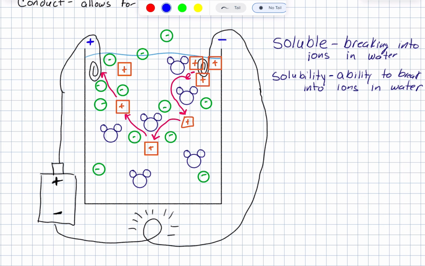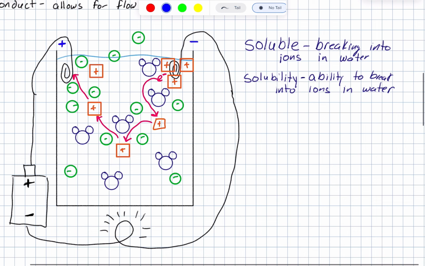We also noticed that it smelled kind of like a swimming pool. And so that swimming pool smell is chlorine. And so chlorine is a gas at room temperature. So it makes sense that we smelled the chlorine gas, and it makes sense that copper was a solid at room temperature once we split them up. So what this tells me is that my compound broke into its ions, and that's what soluble means. Soluble means its ability to break into ions in water. So it breaks into ions in water.